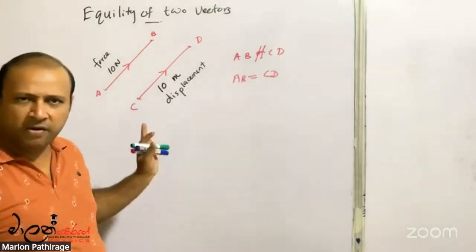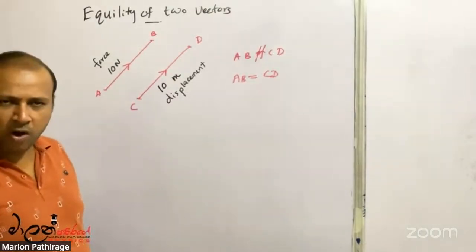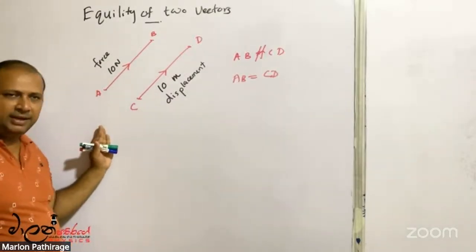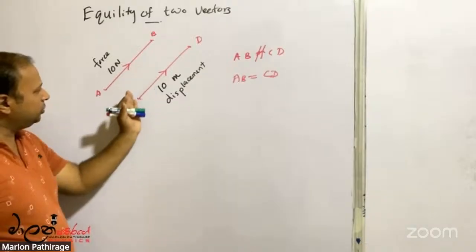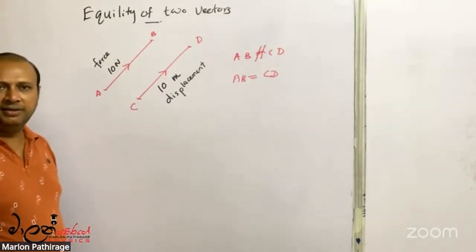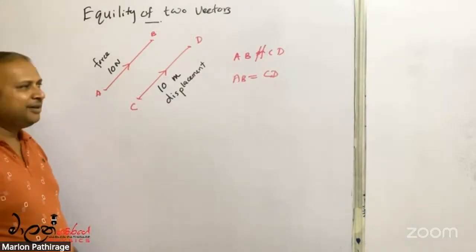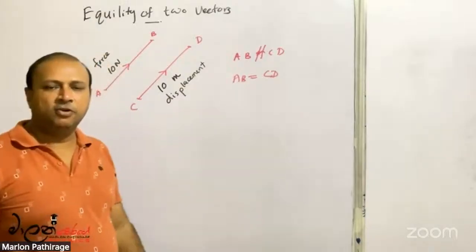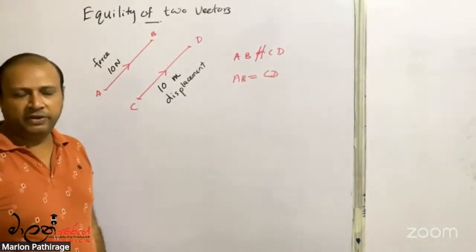Now these two are vectors. And now it is very clear that both the magnitude and the direction of both vectors are equal.